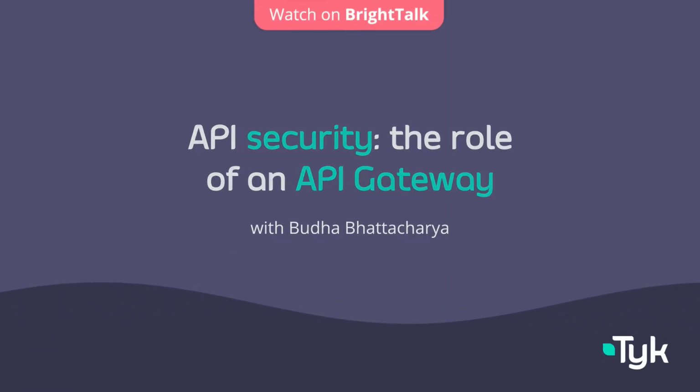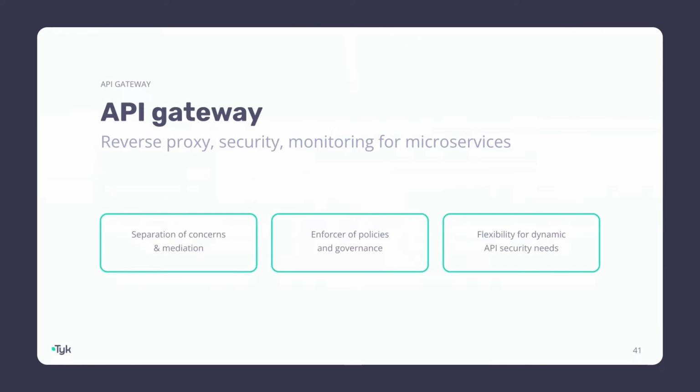So what is an API gateway? An API gateway, at the simplest version, is a reverse proxy that enables security and monitoring for your microservices. But beyond that, if you look at what it's typically trying to do, and this is not just the API gateway itself, but also the full lifecycle API management platforms such as Stike, what they tend to do is they provide separation of concerns and mediation.